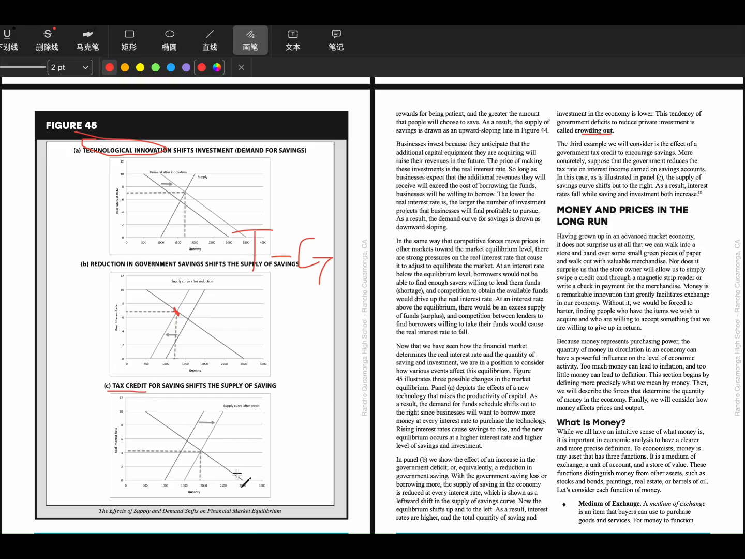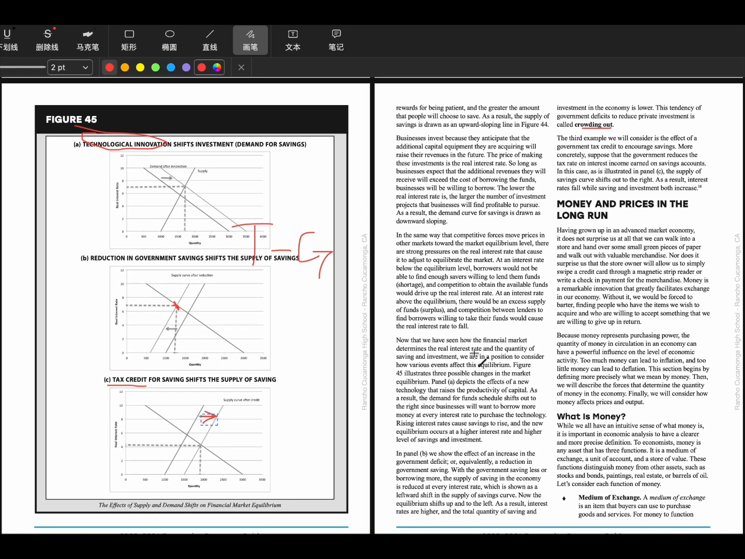The last one is tax credit. This one is a shift of the supply curve to the right. What a tax credit does is that it allows people to basically pay less taxes. And if you're issuing a tax credit for saving, then obviously people are more likely to save, and now you've got more supply of loans. Therefore, the supply curve of the amount of savings, or should I say the amount of money available to invest, increases.